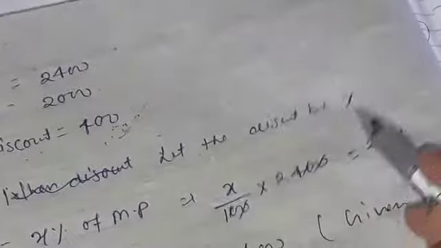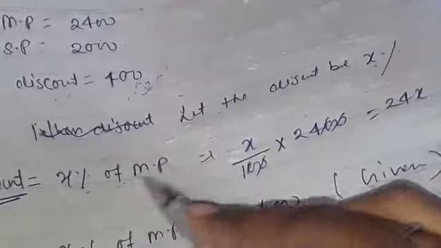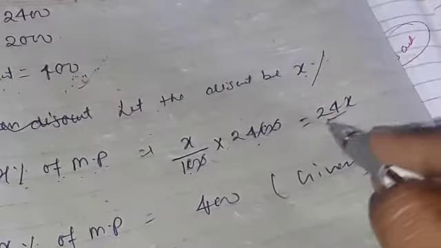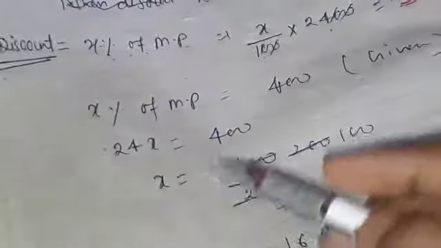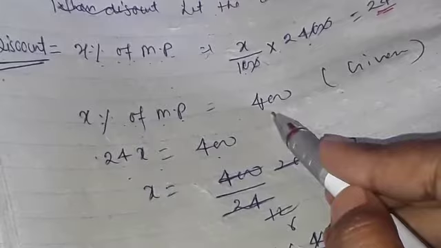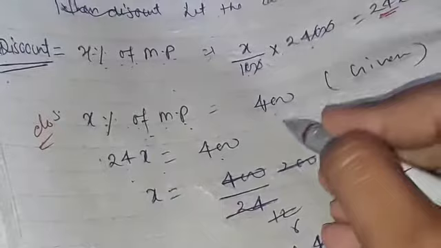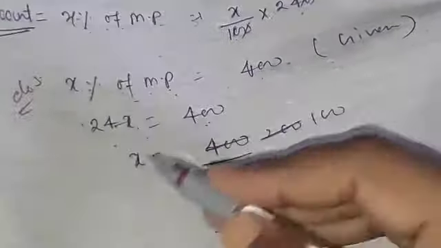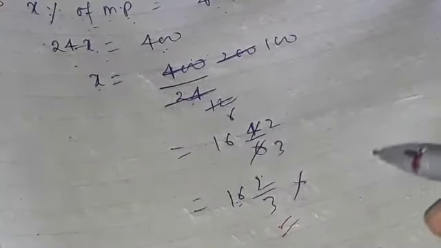So let the discount be x percentage. So x percentage of MP, class, x percentage of marked price is x upon 100 into 2400, 24x. But class, you all know your discount is already given here, 400. So 24x is equal to 400. It means your discount is x percentage of marked price, which is equal to 400. So by solving this you get 24x equal to 400. So x is equal to, by solving this you can find the answer, 16 complete 2 upon 3 percentage.